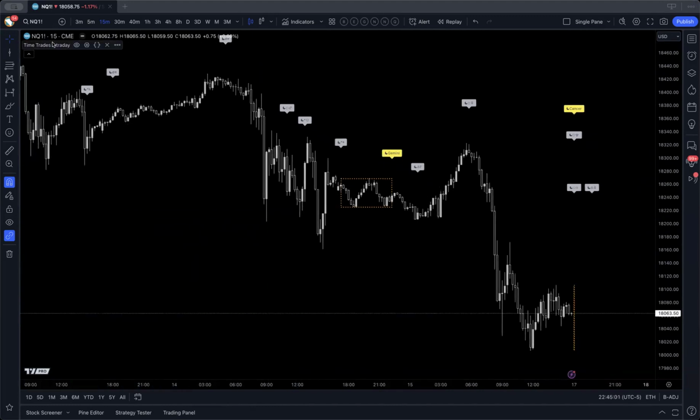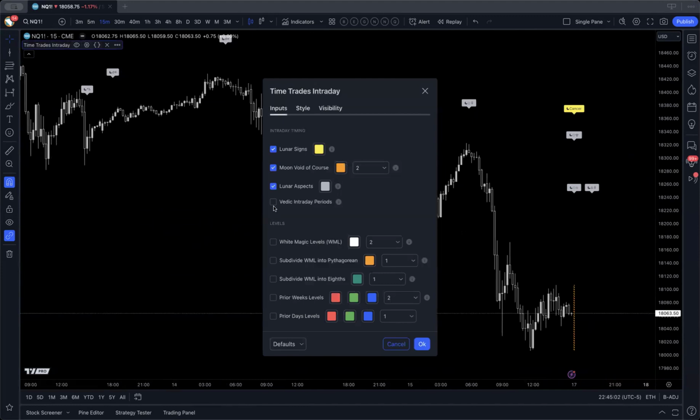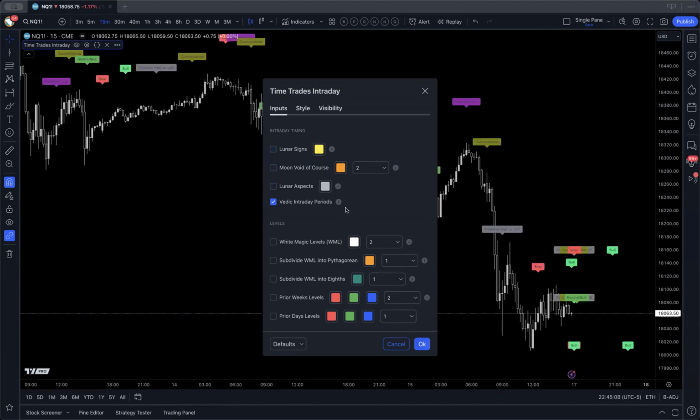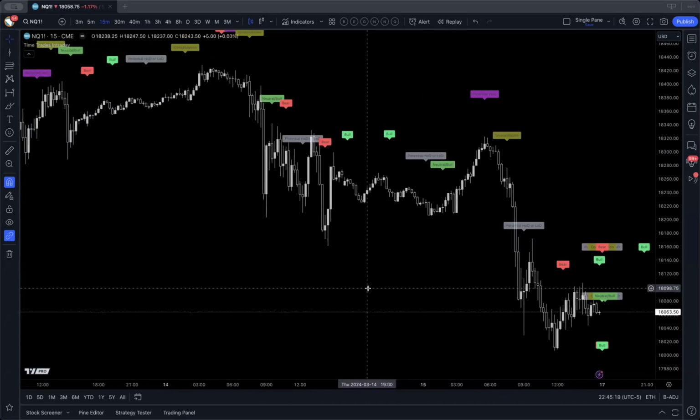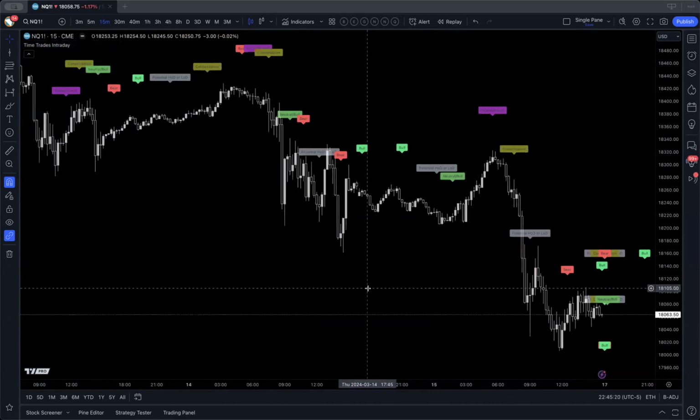Okay. Now the last thing I want to show here is Vedic intraday. These are super, super fast short-term signals. They are based on KP astrology, which is a form of Vedic astrology, and it's based on this concept of sublords of lunar travel.